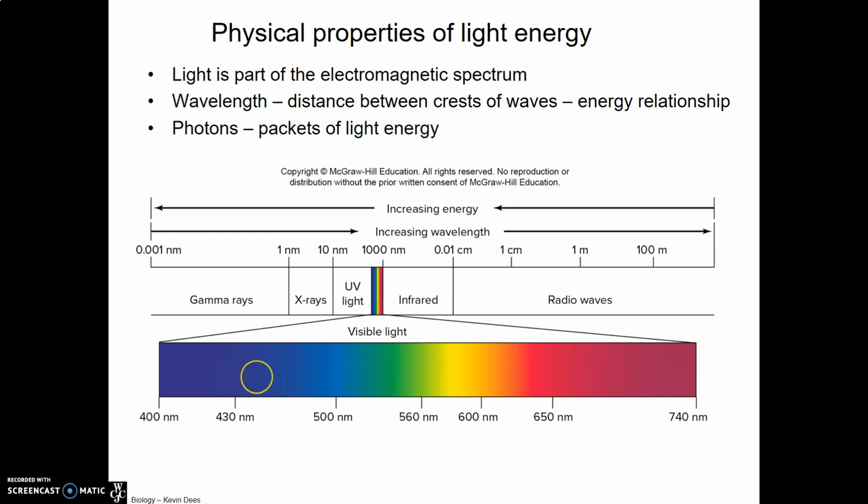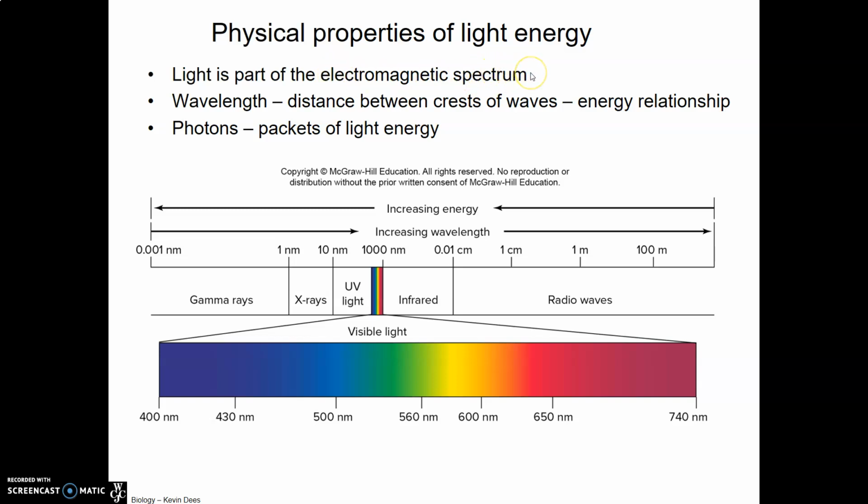In the second part of our lecture on Chapter 8, photosynthesis, we're going to focus on the physical properties of light energy and see how this light energy is going to be transformed into potential energy stored in those bonds of a sugar molecule. Now, we need to learn a little bit about light. So, light is part of the electromagnetic spectrum.